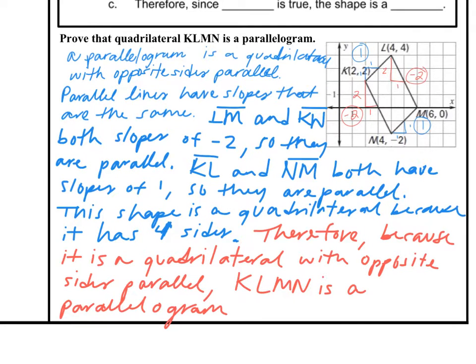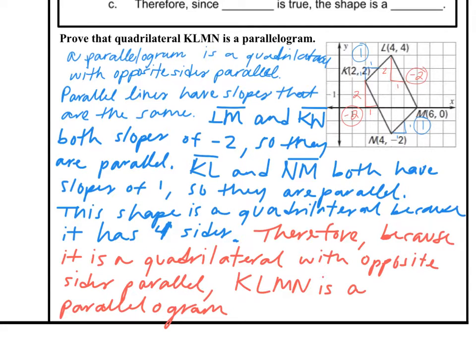I know it's more writing than you're used to doing, but all you're doing is just explaining to me, how do you know? Make sure you look at the definition, you explain each part. How do you know it's a quadrilateral? How do you know the opposite sides are parallel? If you can explain that to me, and then conclude with a sentence like this, good.